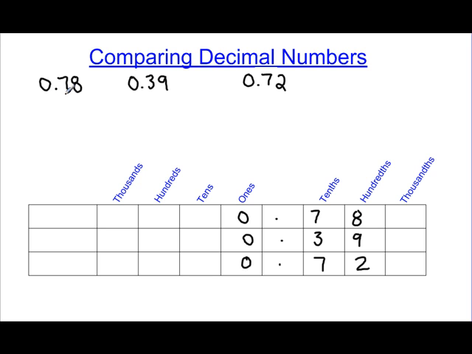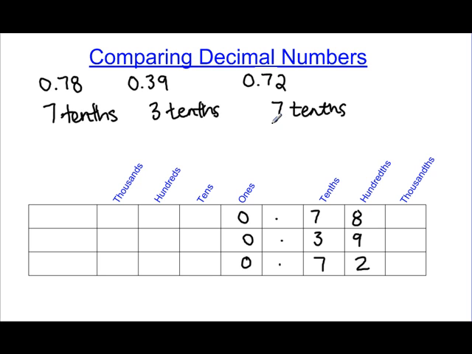So my first number says I have 7 tenths. Second number, I have 3 tenths. And the last number, I have 7 tenths. And looking at our place value chart, we see 7 tenths, 3 tenths, and 7 tenths. So, looking at the place value, I know 7 tenths is greater than 3 tenths. And 3 tenths is less than 7 tenths.